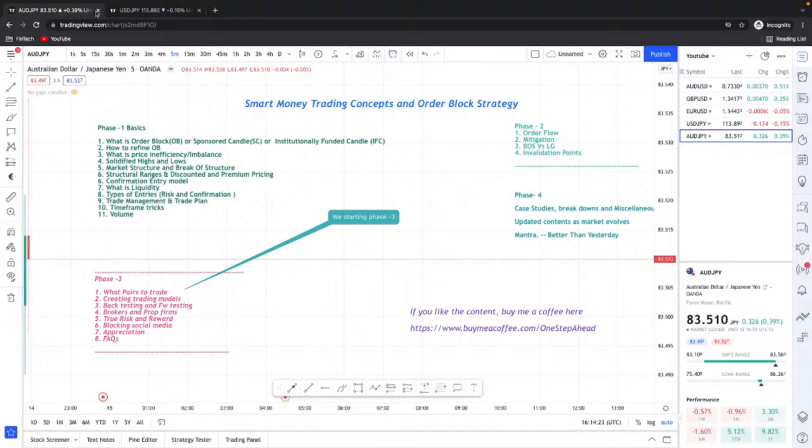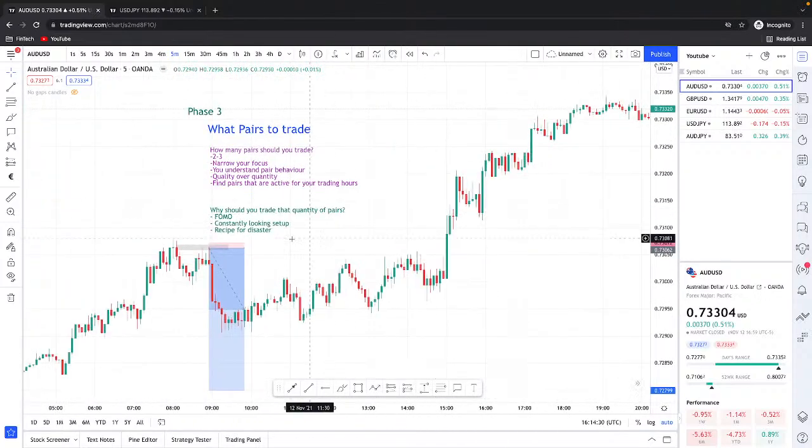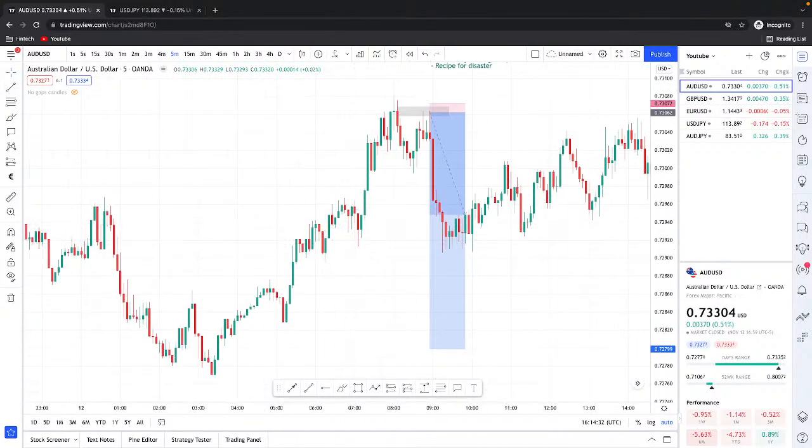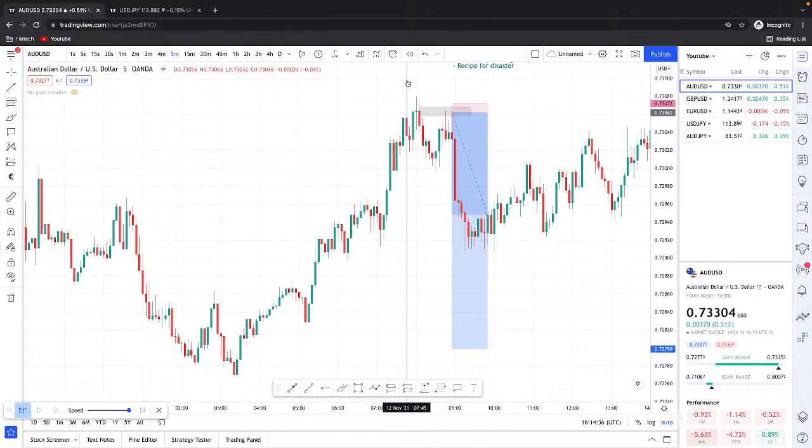Let's talk about the trade that I took on Friday, which was Australian dollar US dollar. This is based on the scalp mindset. I wasn't looking for 1 to 50 or 1 to 100 kind of stuff.